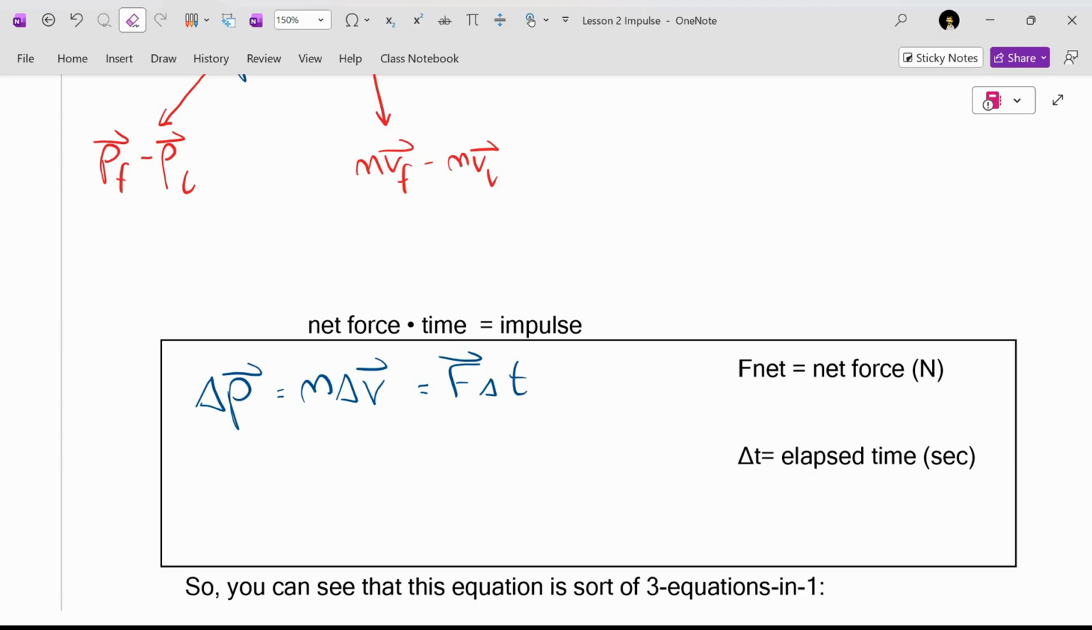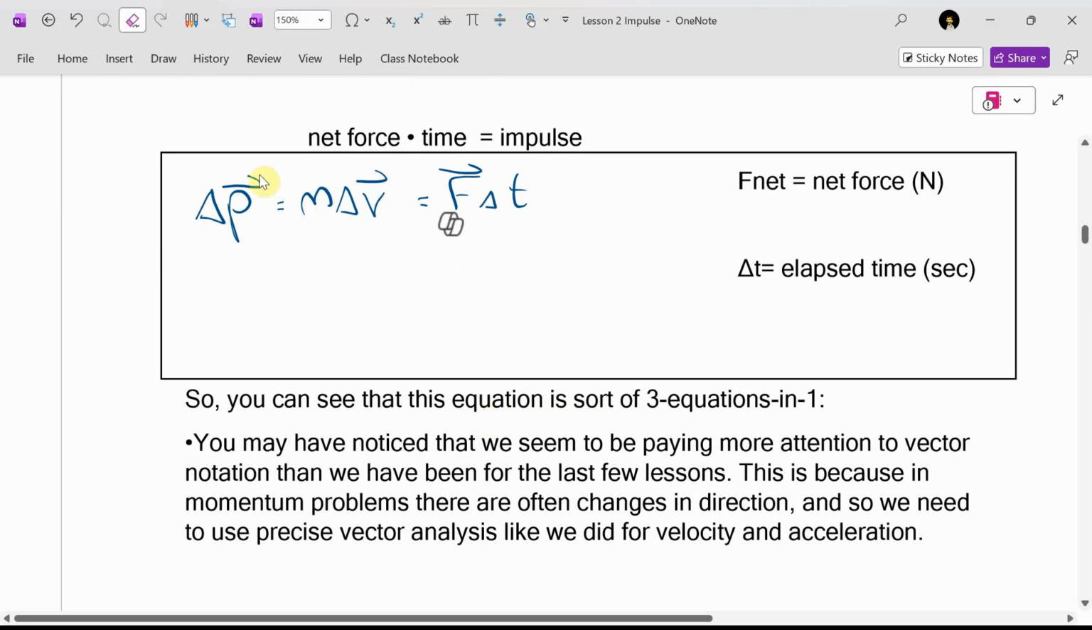Thank you, Star Trek. I wrote here, you can see this is kind of three equations in one. We never use all three at once. We use two at once at most. You may also have noticed I've been a bit more meticulous with my vector notation. This is because in momentum problems, there are often changes in direction. And what that's going to mean, Tamana, is we're going to have to let one way be positive and one way be negative. Okay? Doesn't matter which way you choose, as long as you're consistent for your whole question.